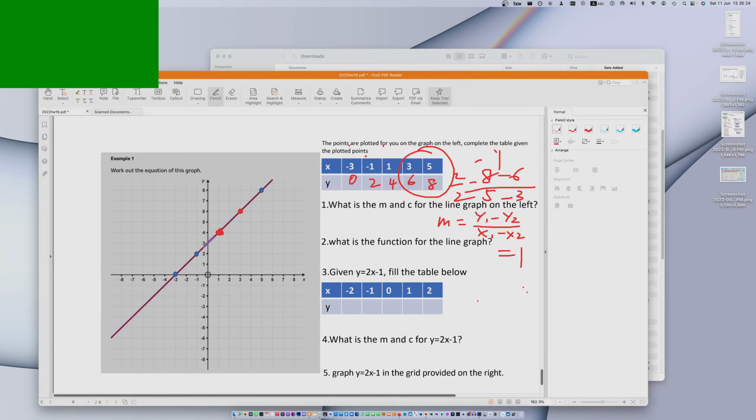So what's the c? What's the c? Y-intercept, right? So what's the c here? 3. Why? Because this point. Okay. So what's the function? Very easy. y equals to mx plus c. What's your m? 1. What's the c? 3. Very simple.